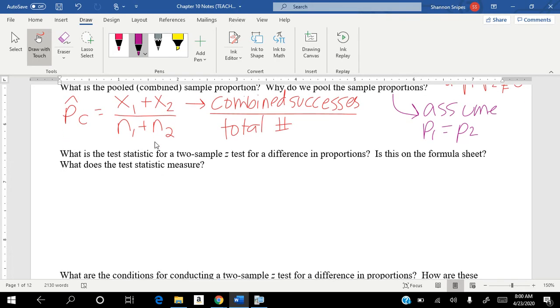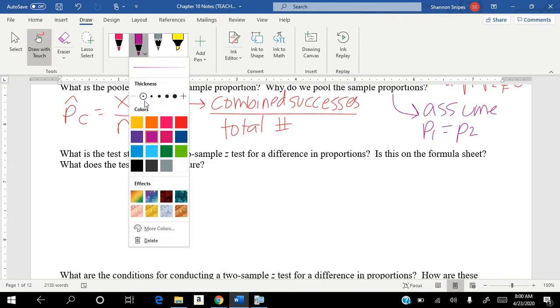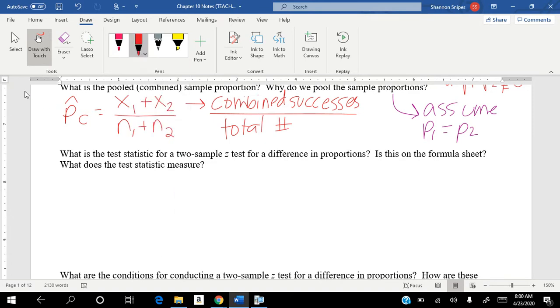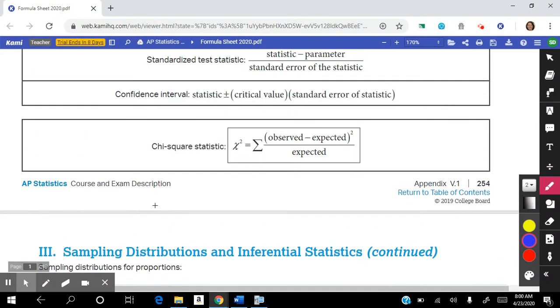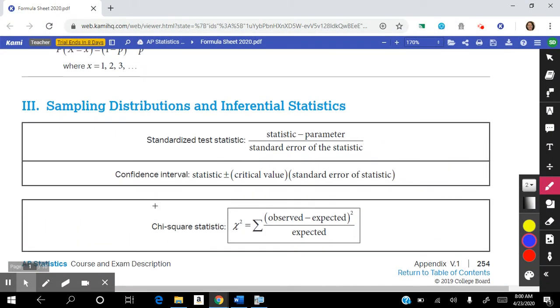So what is the test statistic for a test of significance? You got it, it's Z. So I want to go back to your formula sheet and remind you that your test statistic is right here.